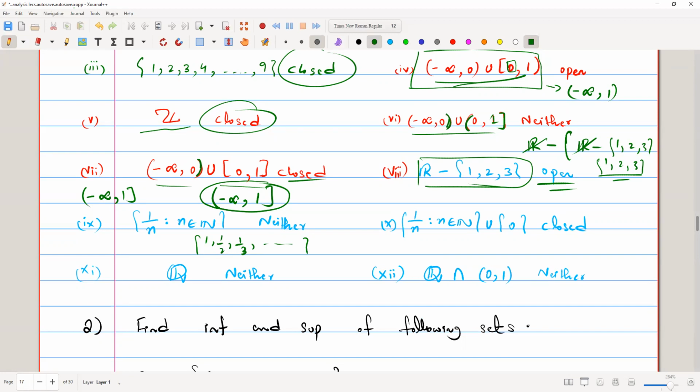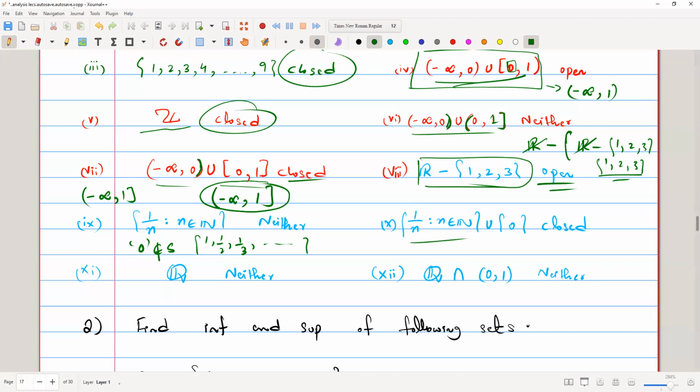So this is not open, and this is not closed either, because we can see that the limit point of this set is 0. We already discussed this in earlier classes, and that is not contained in the set. So 0 does not belong to the set, so the set does not contain all its limit points, therefore this is not a closed set. So it's neither open nor closed.